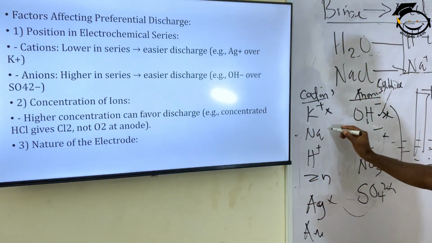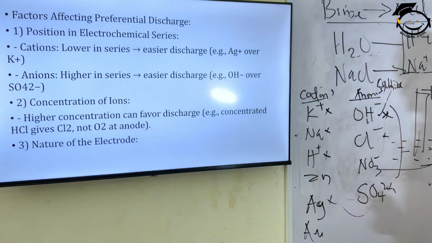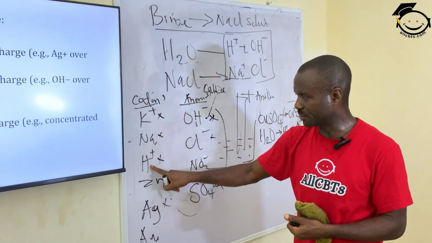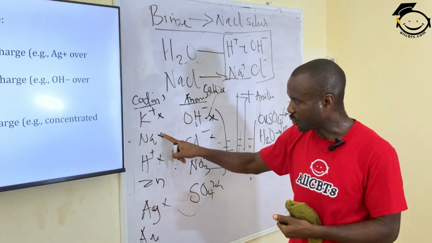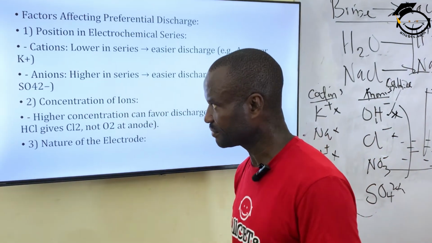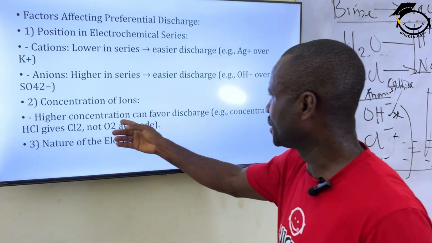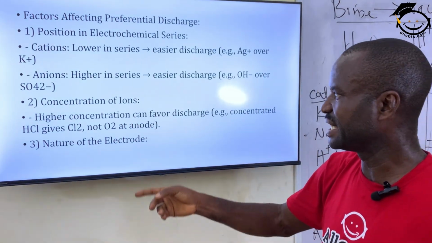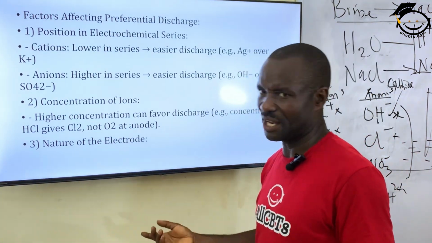In the case of when we have sodium and hydrogen, hydrogen will be preferred to sodium because the hydrogen ion is lower in the series. Because it's a cation, it will be discharged compared to this. Number two condition is concentration. What is the concentration of this ion? Higher concentration can favor discharge. E.g., concentrated HCl gives chloride advantage and not oxygen at the anode.